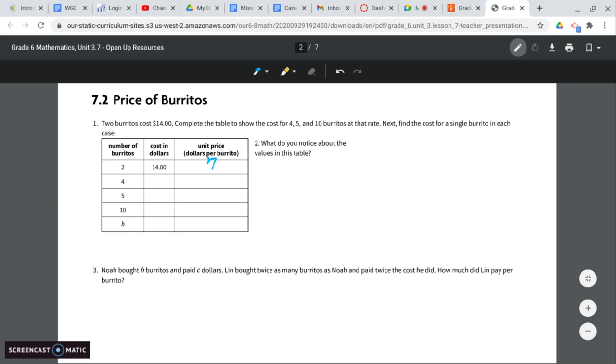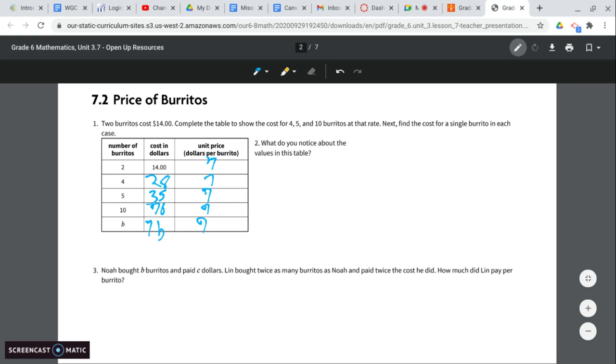So using that, if one burrito is $7, 4 burritos would be $28. Still has a unit rate of 7. 5 would be 35. Unit rate of 7. 10 would be 70. Still has a unit rate of 7. So for B number of burritos, it would be 7B. Still has a rate of 7.